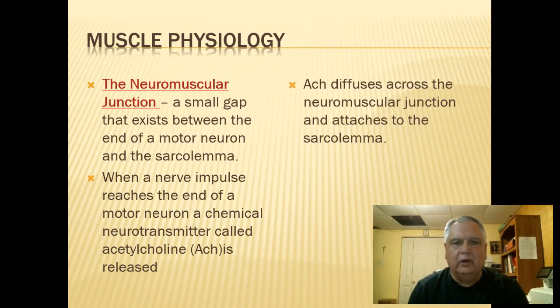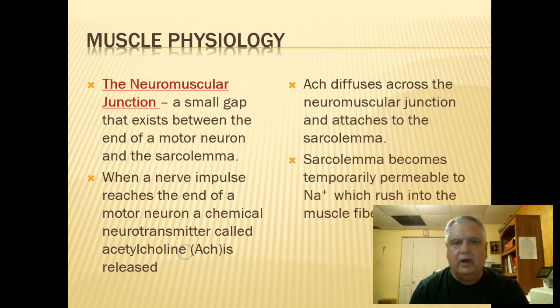Once the acetylcholine is released into what is referred to as the cleft, it will diffuse across the cleft, or across the neuromuscular junction, from one side of the junction to the other, and the acetylcholine will now attach to receptors on the surface of the sarcolemma, that is to say, the plasma membrane of the muscle fiber. As a result, the sarcolemma will become temporarily permeable to sodium ions. The sodium ions will then rush to the inside of the muscle fiber.